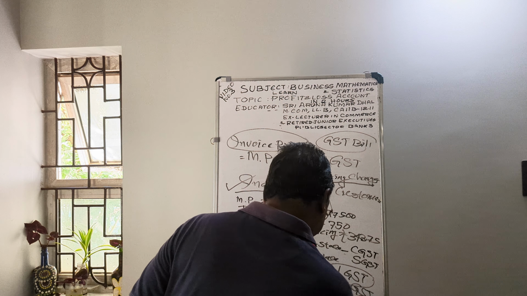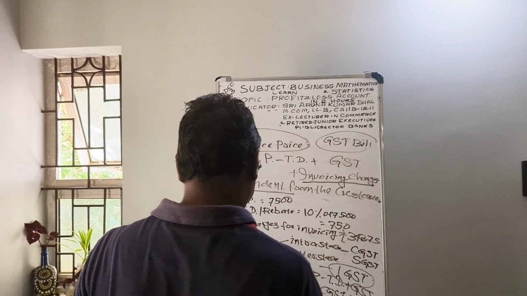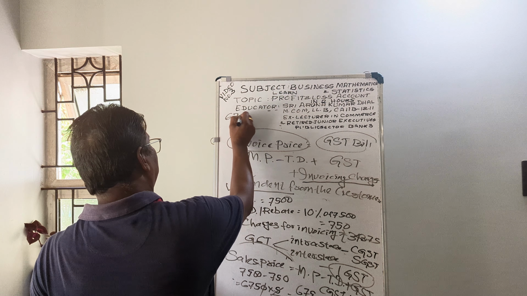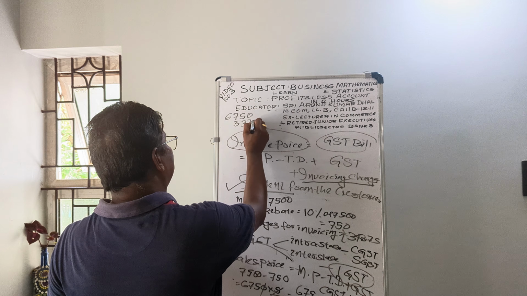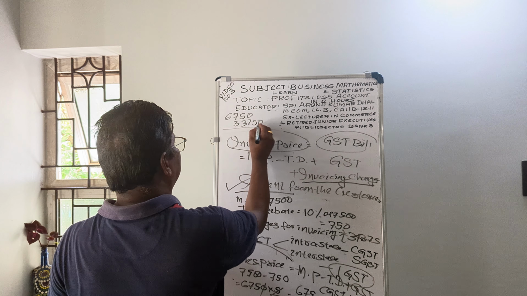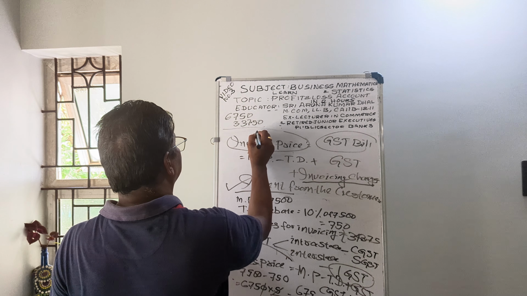CGST is 168.75, and SGST is also 168.75. So here it is 6,750 plus GST is 337.50. So this is the sales price of the article. Sales price of the article. That is, this is GST.